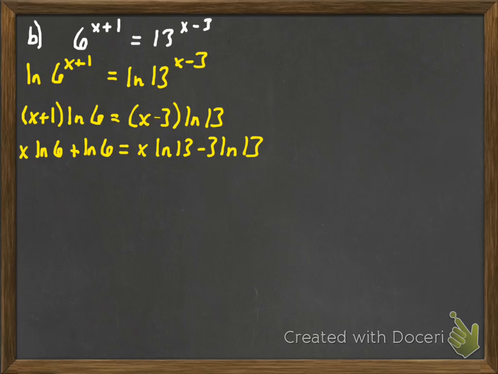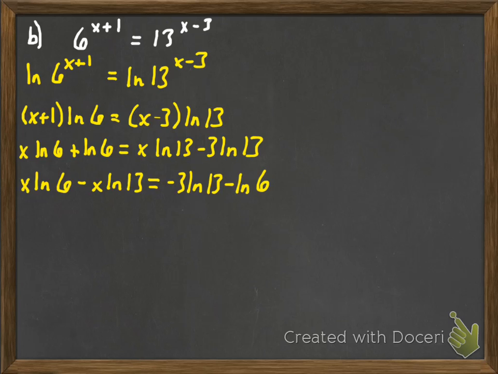Okay, now we still have the problem where we have x's on each side of the equation, but now we're in the instance where we can use subtraction to get them on the same side of the equation. I'm going to subtract x ln of 13 and get all the x's on the left side of the equation, and I'm going to subtract ln of 6 and get all the constant values away from our variables. That is a constant value. Alright, so x ln 6 minus x ln 13 is going to equal negative 3 ln 13 minus the natural log of 6.